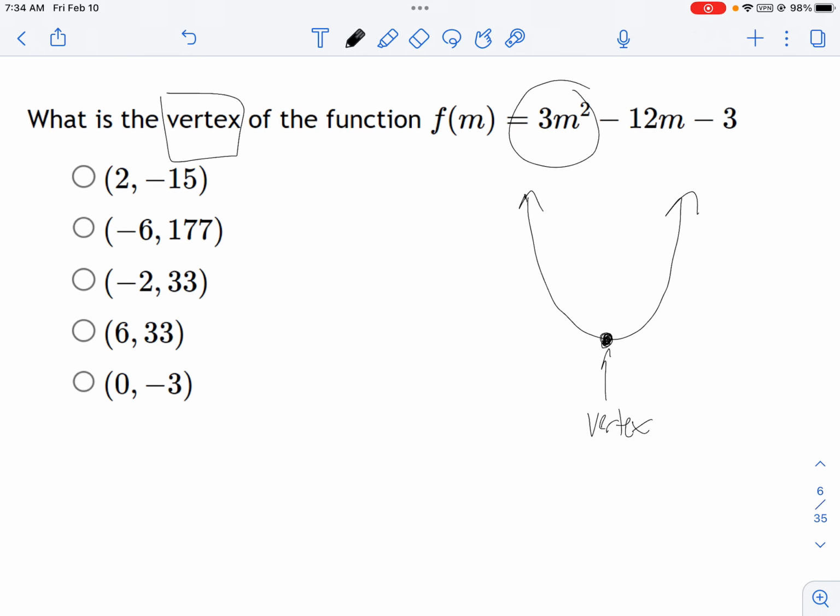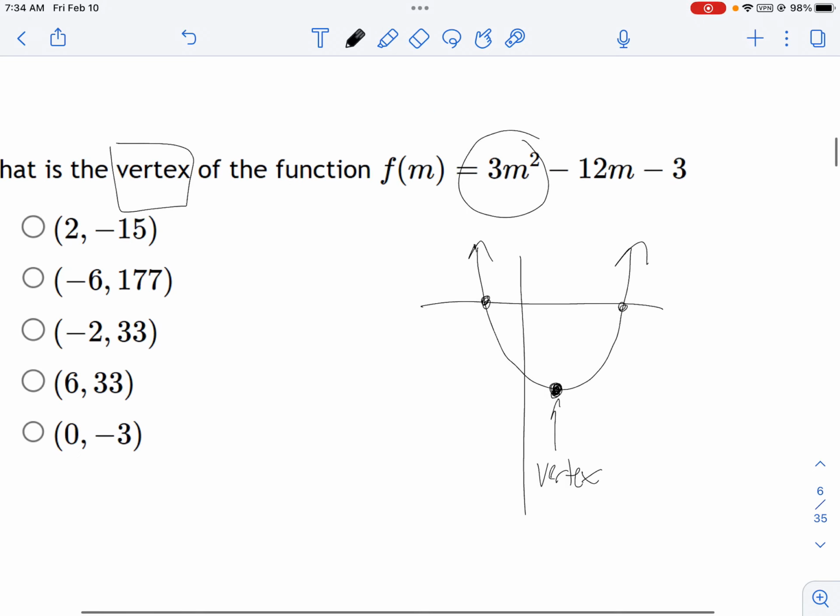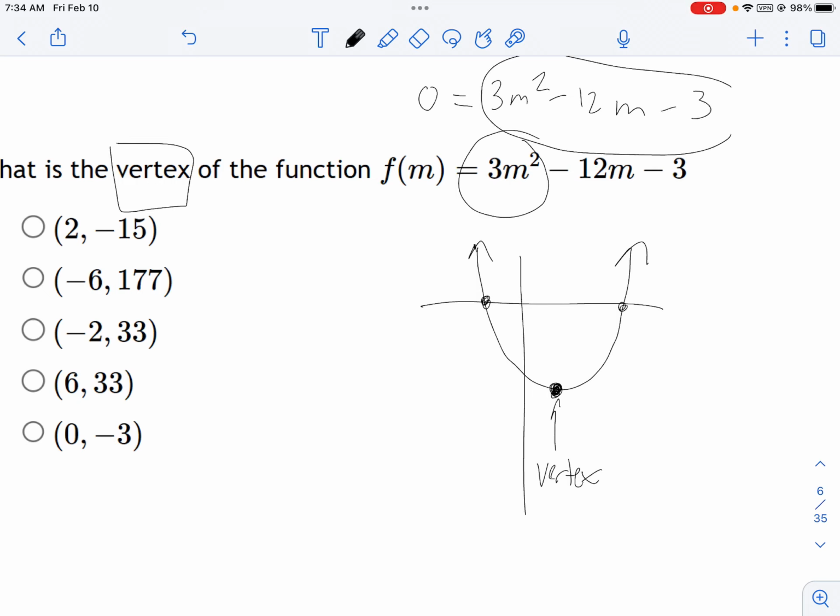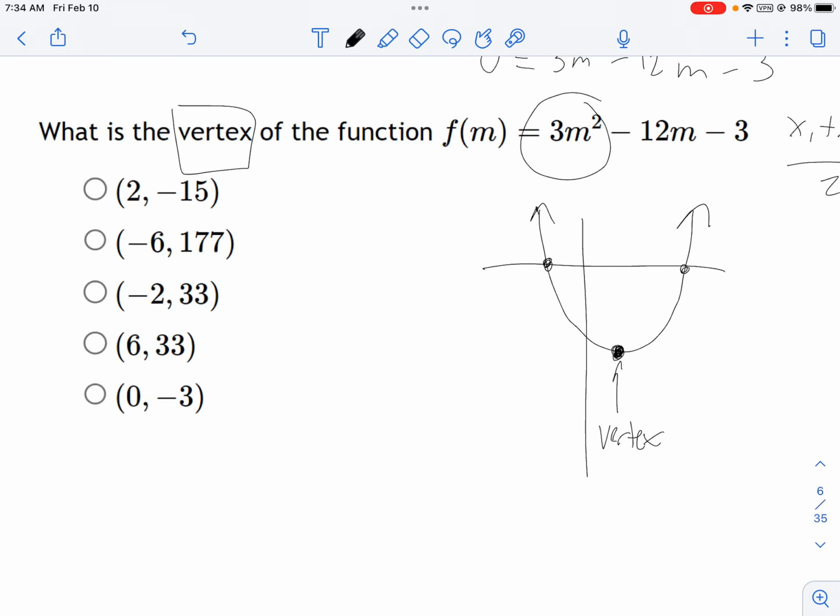There's a couple of ways you could do this. Way number one is, if you have your x-intercepts, for example these 2 points where it crosses your x-axis, which essentially you would find by setting your f of m to 0, so we get 3m squared minus 12m minus 3. If you solve this equation, find your solutions, then you could add your solutions together and divide by 2, and that will find you the x-coordinate of the vertex.